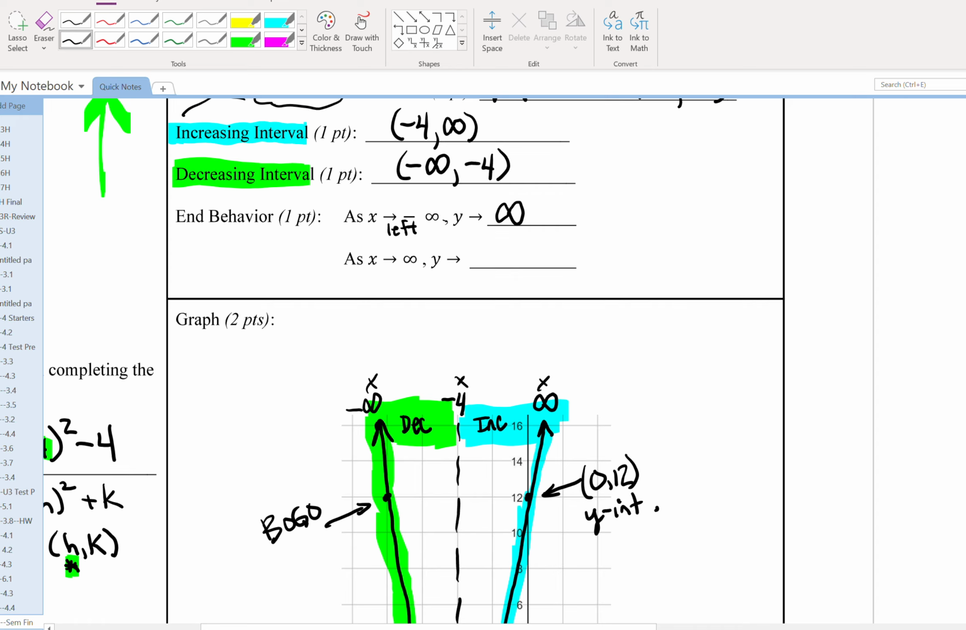And then what happens as x approaches positive infinity? That's what's happening on the right. What's y doing? Well, it's going up. And so y goes towards positive infinity. It's positive infinity for both of those.